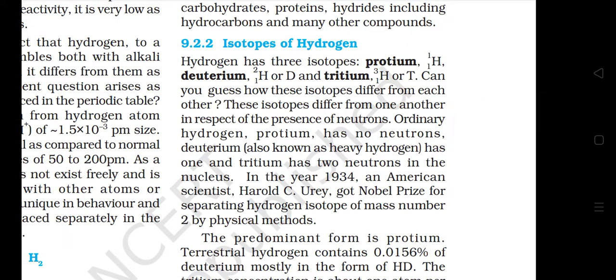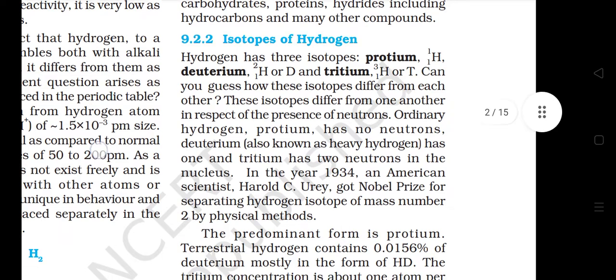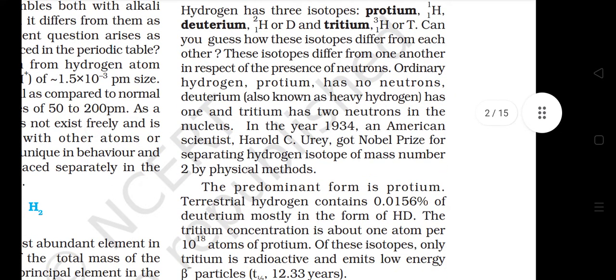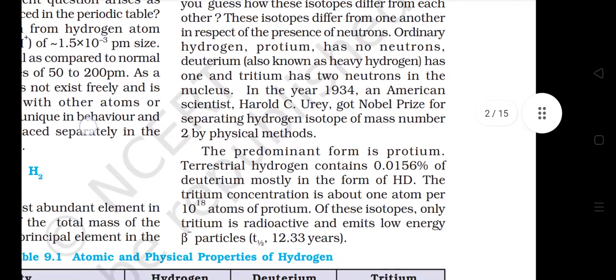9.2.2 Isotopes of hydrogen. Hydrogen has three isotopes: protium (1H1), deuterium (1H2 or D), and tritium (1H3 or T). Can you guess how these isotopes differ from each other? These isotopes differ from one another in respect of the presence of neutrons. Ordinary hydrogen, protium, has no neutrons. Deuterium, also known as heavy hydrogen, has one, and tritium has two neutrons in the nucleus.